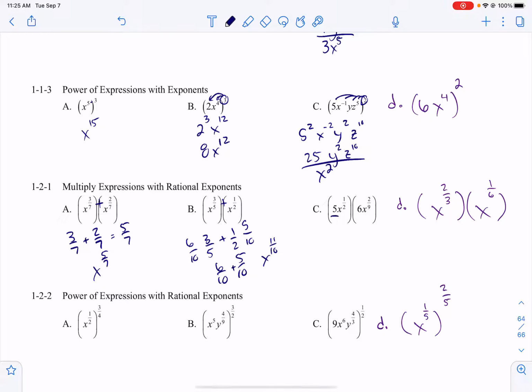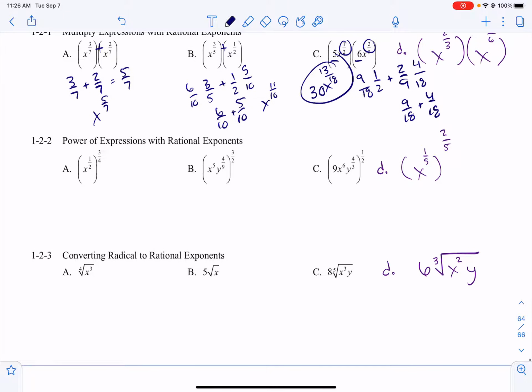Part C, the 5 and the 6 just multiply to be 30. The x to the 1/2 and the 2/9, I have to do 1/2 plus 2/9. So a common denominator is going to be 18 on both sides. So this side I times by 9. This side I times by 2. So I need to do 9/18 plus 4/18, which is 13/18. So x to the 13/18.